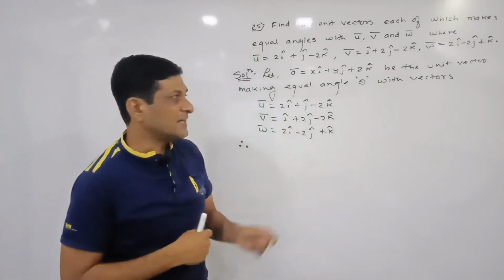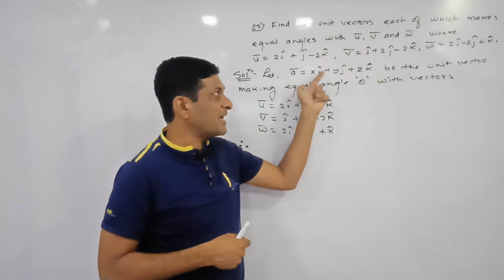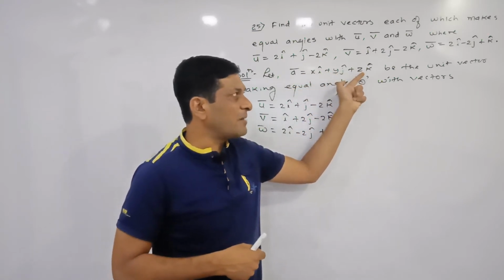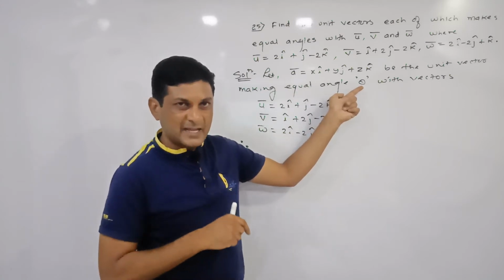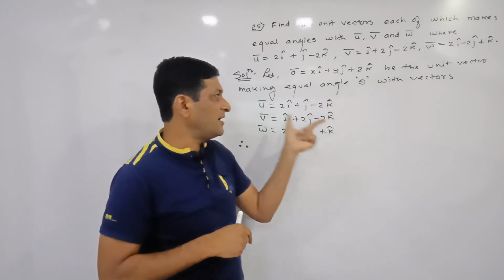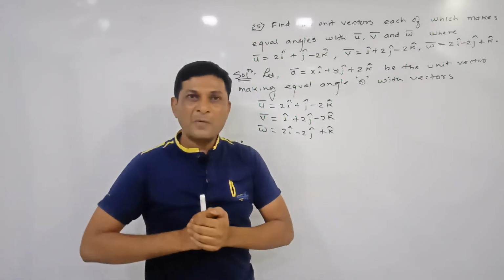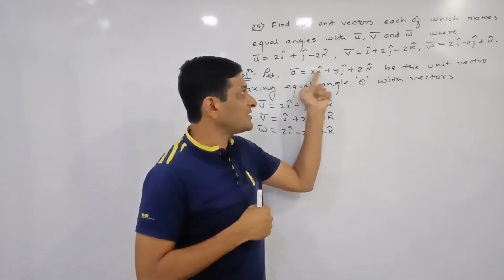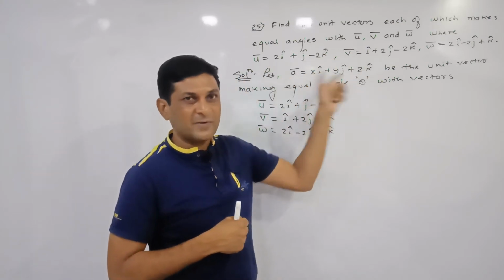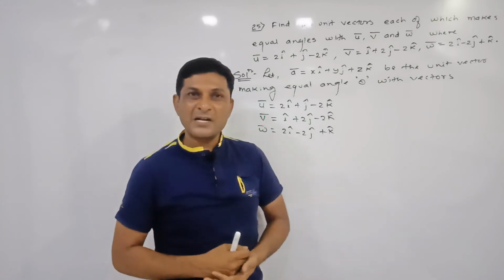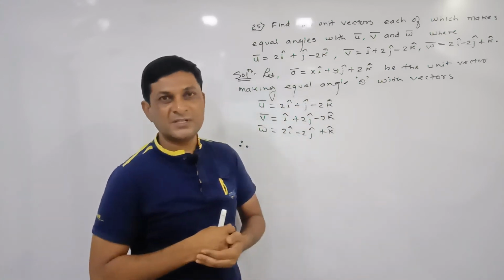Let us denote that unit vector by A bar, whose value is equal to say x i cap plus y j cap plus z k cap, be the unit vector making equal angle. Here let us denote that angle by theta, makes equal angle theta with these three vectors. Using this given condition, now our aim is to find the value of what? x, y, z. Once the values of x, y, z are known to us, we will get our required vector A bar, because we have denoted that unit vector by A bar, and this vector makes equal angle with these three vectors.